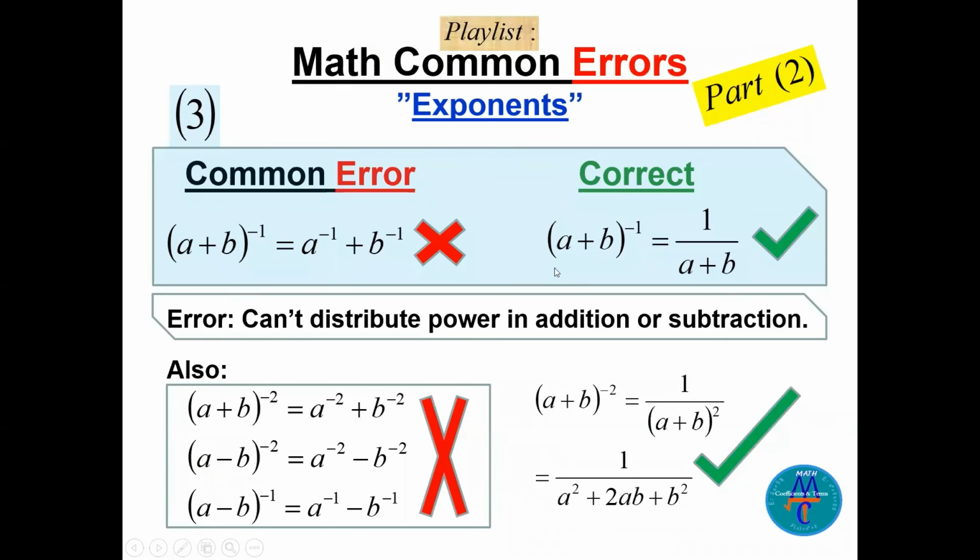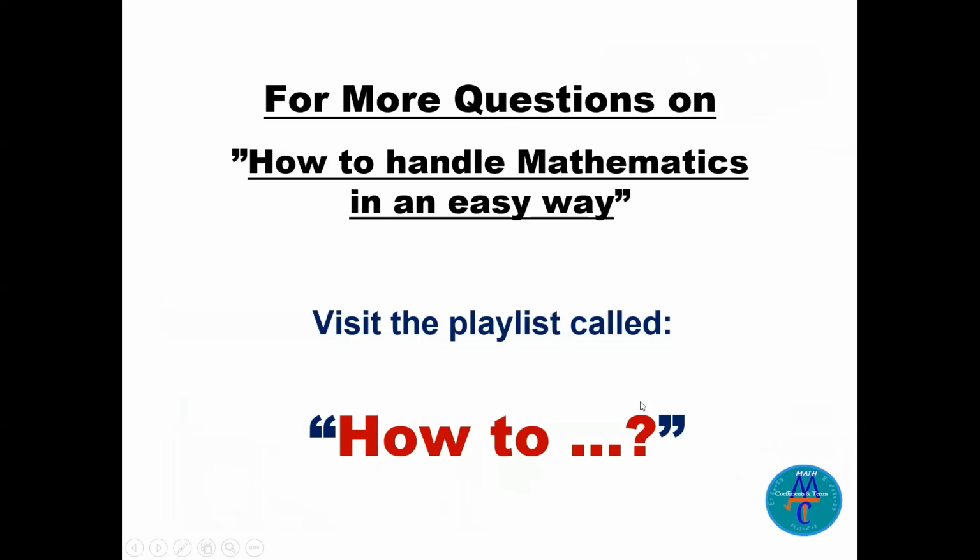Now, this is a gift here. You can check, please, the playlist Math Common Errors. There are many parts there. In Part 2, you'll see one slide like this. A plus b to the power minus 1 equals a to the power minus 1 plus b to the power minus 1. That's an error here. The correct one will be 1 over a plus b. So I have put many common math errors in these parts. One of them is Part 2, where you see many mistakes, and this is the correct answer.